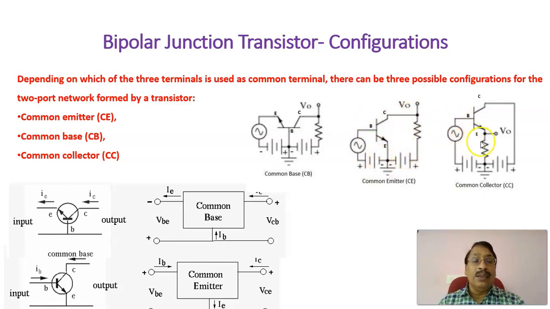Coming to this one, here again, as if AC equivalent circuit, you are shorting this one, and here also shorting this one. Therefore the input is between base and collector, because this is the collector terminal, and output is between emitter and collector. Therefore this is called a common collector configuration. This is also called emitter follower. Therefore these are three types of configuration: common emitter, common base, and common collector configuration.